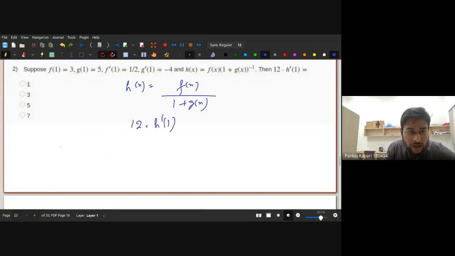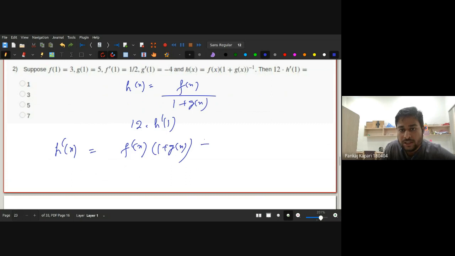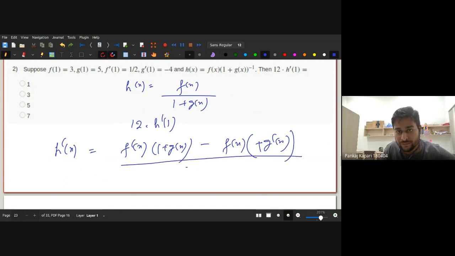For that we have to find the derivative of function h(x), and for finding this derivative we will use the quotient rule. The quotient rule says that you differentiate the function in the numerator and multiply by the function in the denominator, then subtract the product of the function f(x) in the numerator into the derivative in the denominator, which is g prime x, right? And then you have to divide by the square of the denominator.